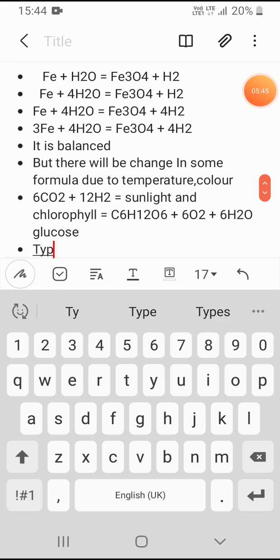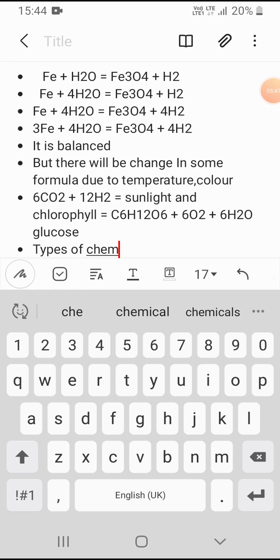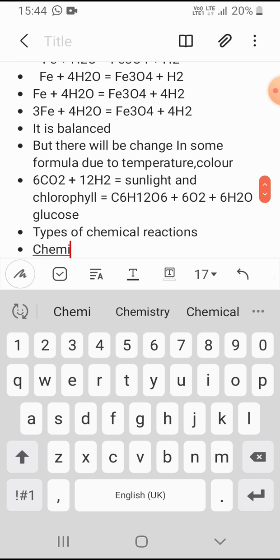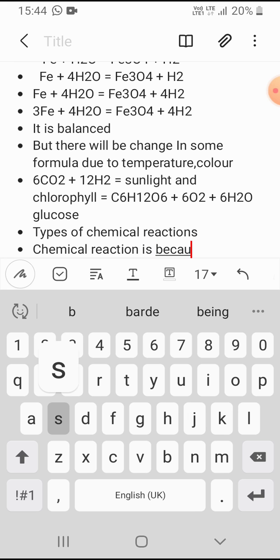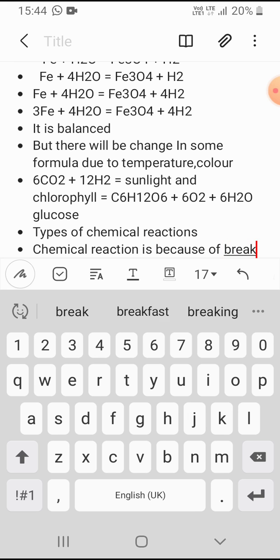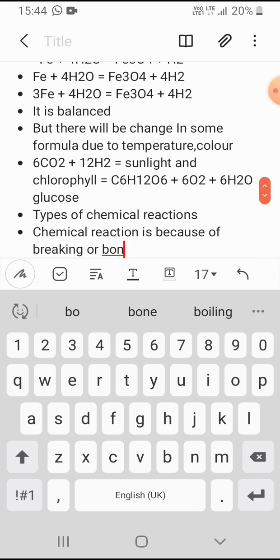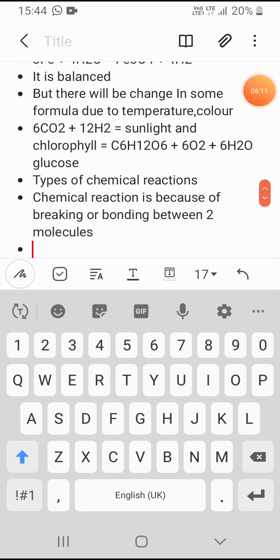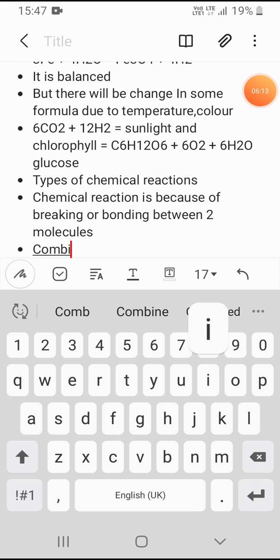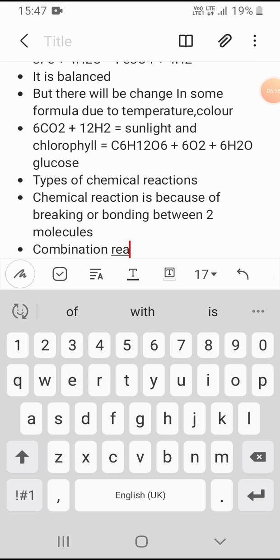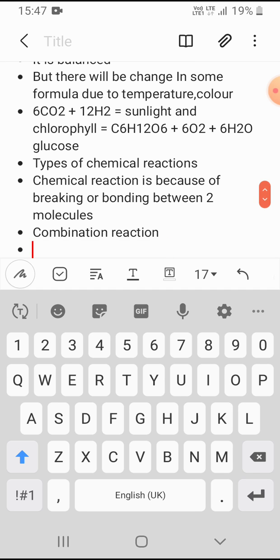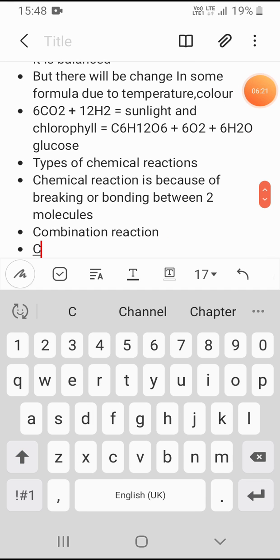Next is types of chemical reactions. So a chemical reaction is because of breaking or bonding between two molecules. If they break or bond, that is called a chemical reaction. First, the combination reaction.